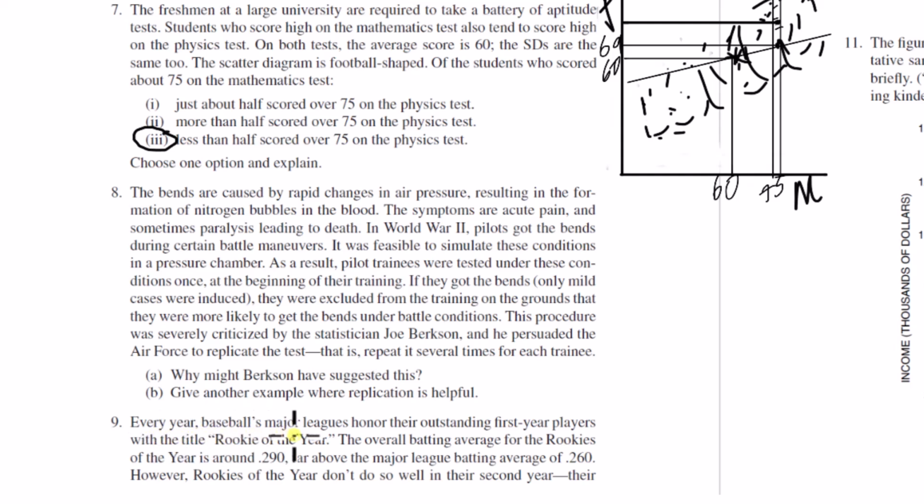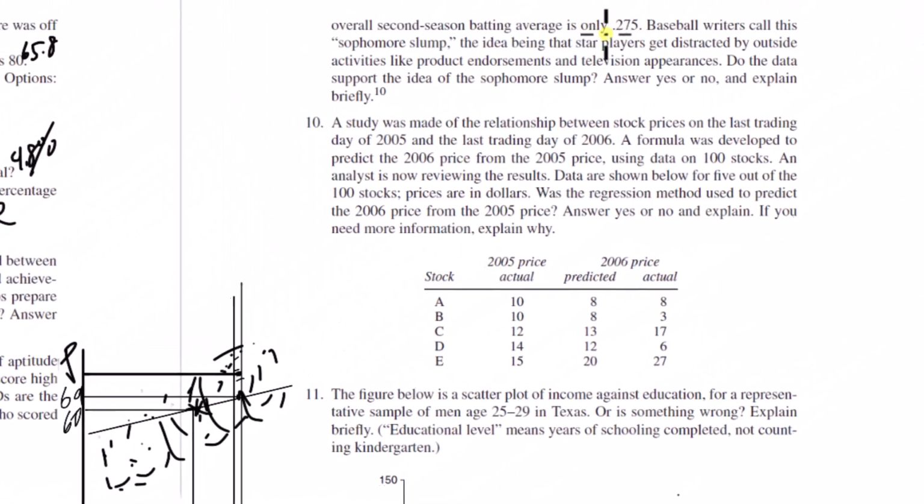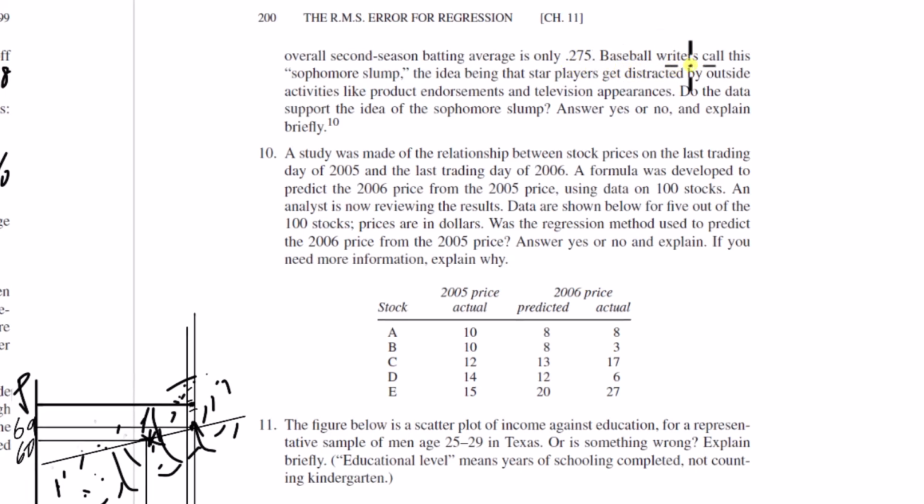Every year, baseball's major leagues honor their outstanding first-year players with the title Rookie of the Year. The overall batting average for the Rookies of the Year is around 290, far above the major league batting average of 260. However, Rookies of the Year don't do so well in their second year. Their overall second season batting average is only 275. Baseball writers call this the sophomore slump, the idea being that star players get distracted by outside activities like product endorsements and television appearances. Do the data support the idea of the sophomore slump? Answer yes or no and explain briefly.